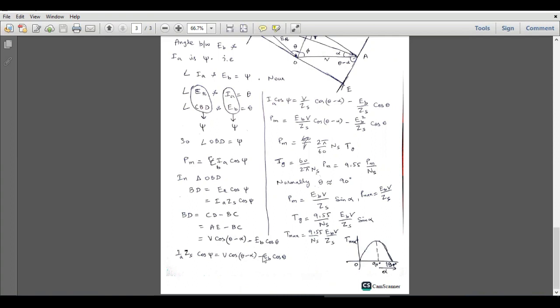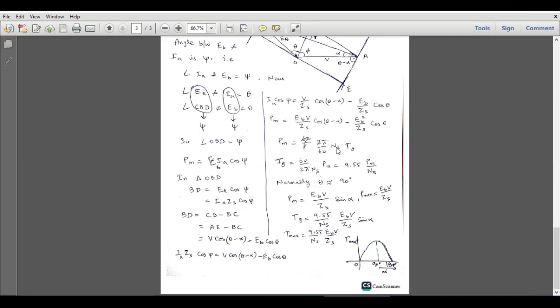And we can divide this whole equation by ZS. So it will become IA cos psi equal to V over ZS cos theta minus alpha minus EB over ZS cos theta. And PM, the mechanical power, is equal to EB times IA cos psi. So we have to multiply this right hand side with EB. So it will become EB into V over ZS cos theta minus alpha minus EB square over ZS cos theta. So this is the expression for the mechanical power.